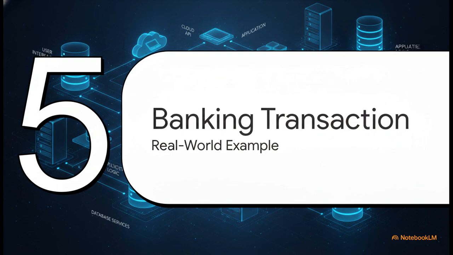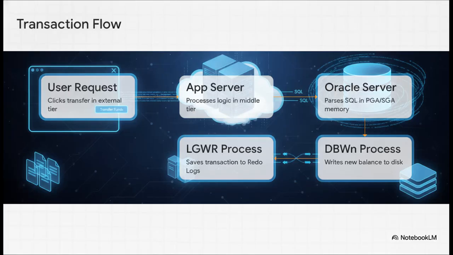Section 5. The real-world enterprise example. A banking transaction. To see how this all builds together into a cohesive system, let's trace a real-world enterprise example. Watch this data flow as we follow a single banking transaction. So a user clicks transfer funds on their thin client browser at the external tier. That request hits the middle application server, which processes the business logic. It then hands off a SQL query to the database server.